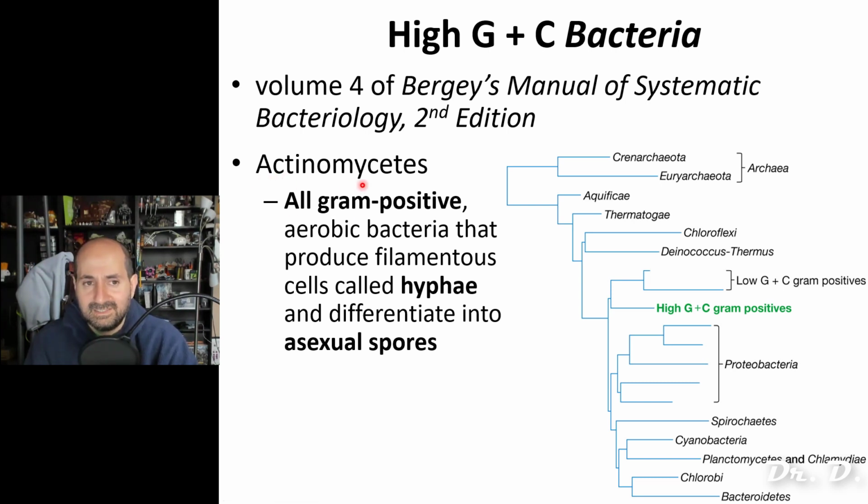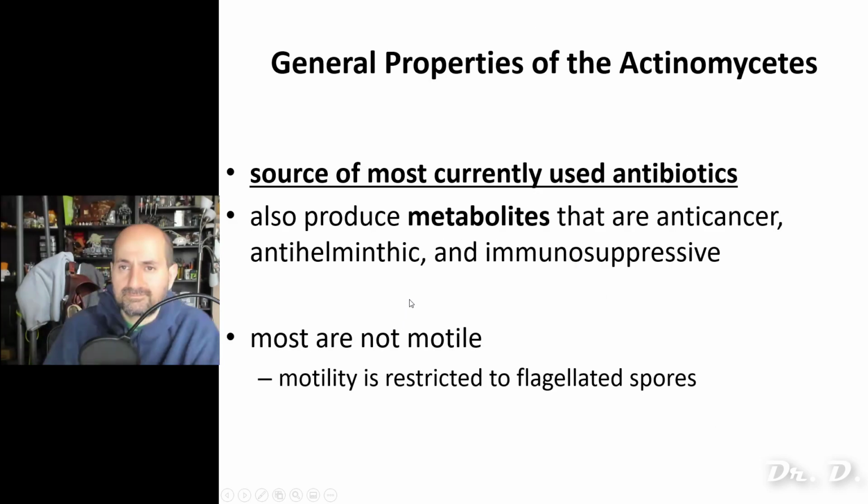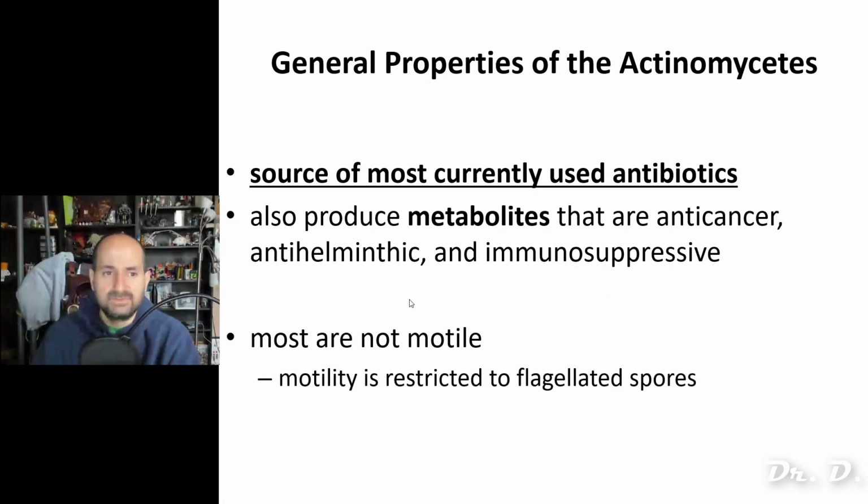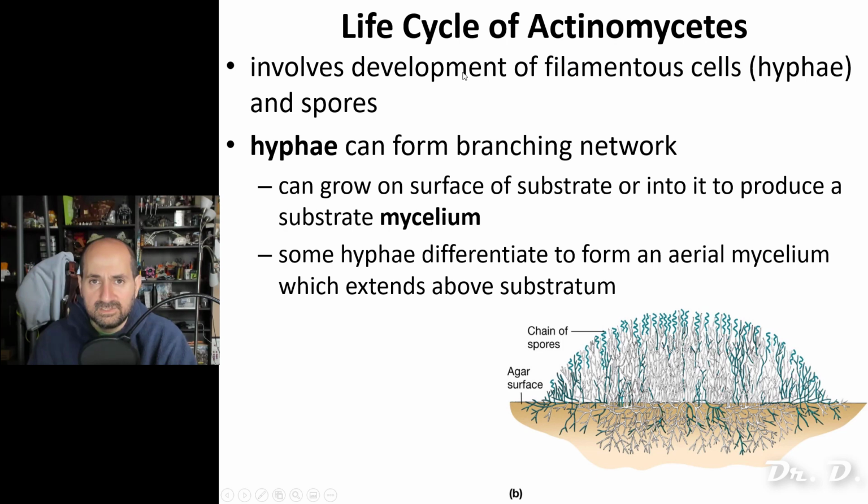These are also known as the actinomycetes, all gram-positive aerobic bacteria that produce filamentous cells called hyphae and differentiate into asexual spores. So let's talk about these. The actinomycetes are a source of a lot of antibiotics. These are bacterium that are known for producing a myriad of antibiotics. How do the actinomycetes grow?